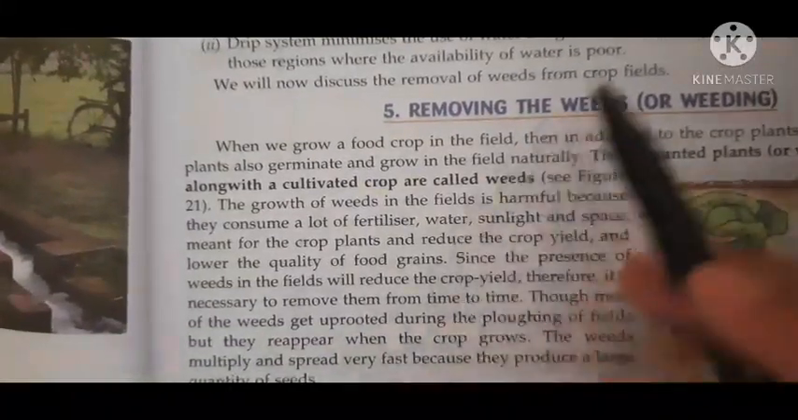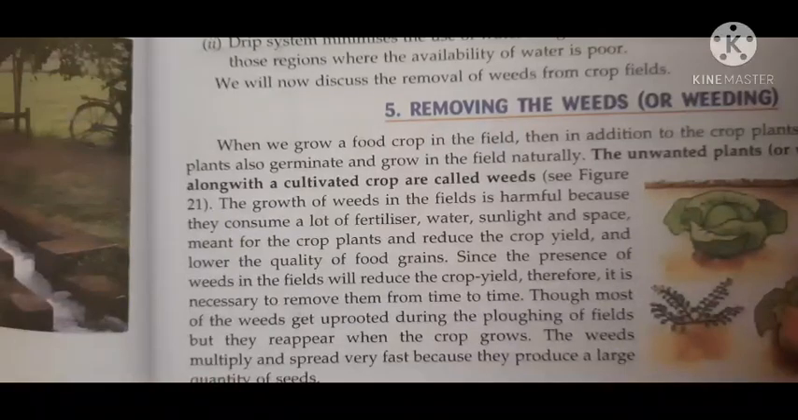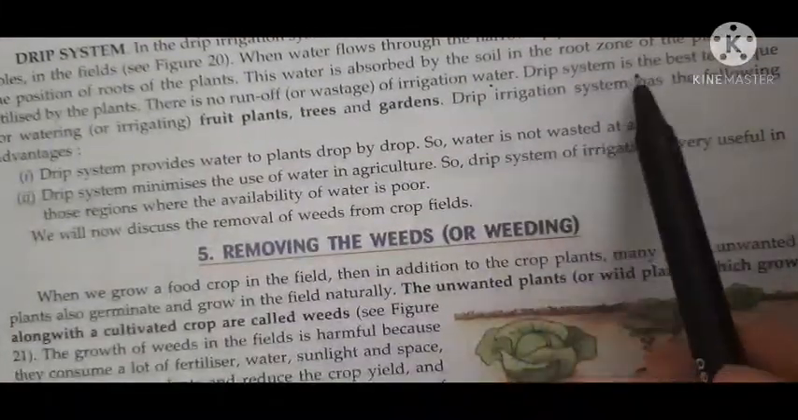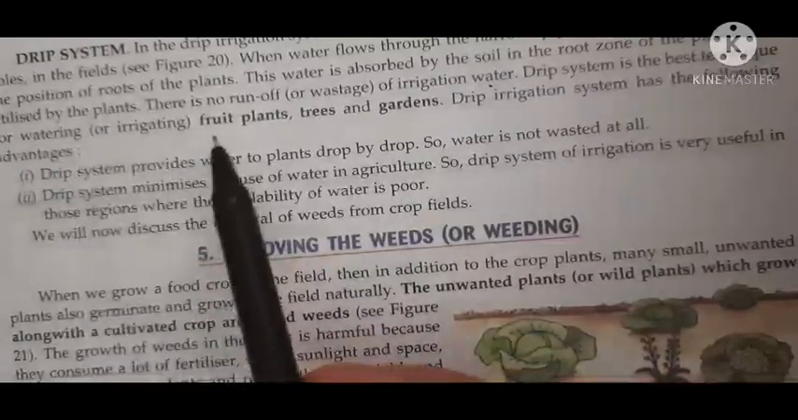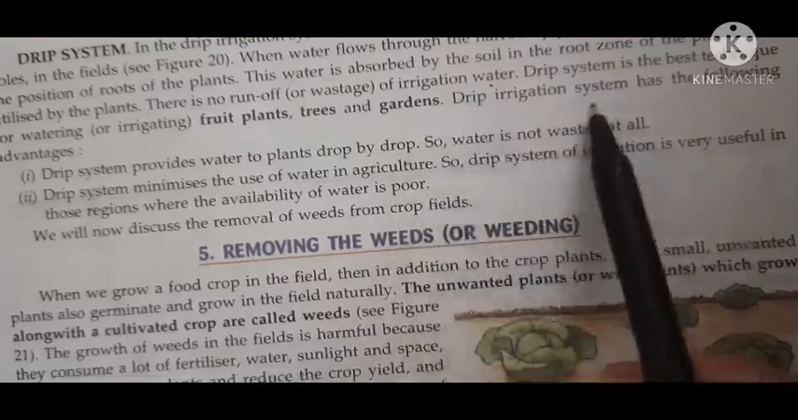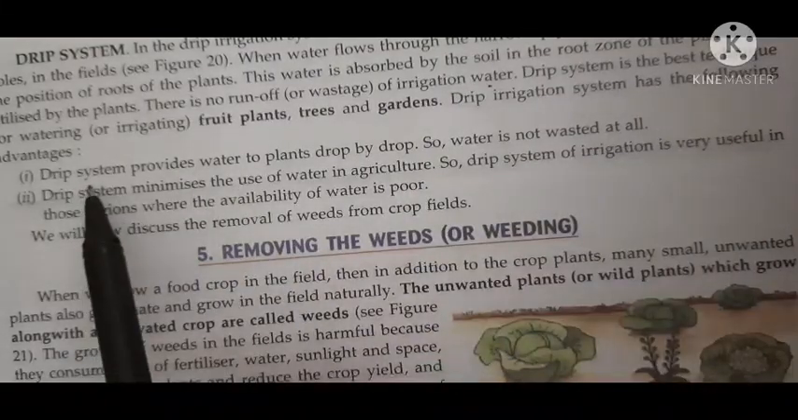Now you can see here. So drip system is the best technique for watering fruit plants, trees and gardens, okay. And drip irrigation system has the following advantages.